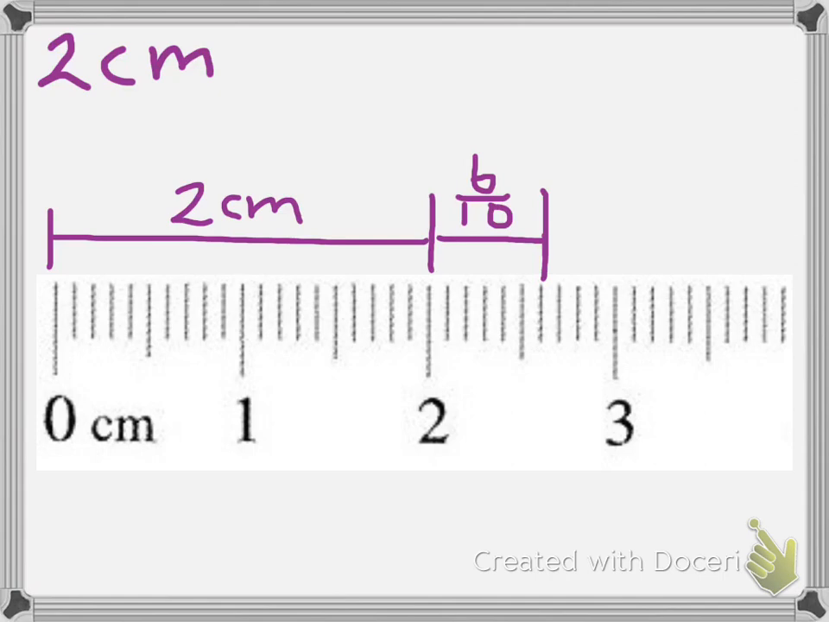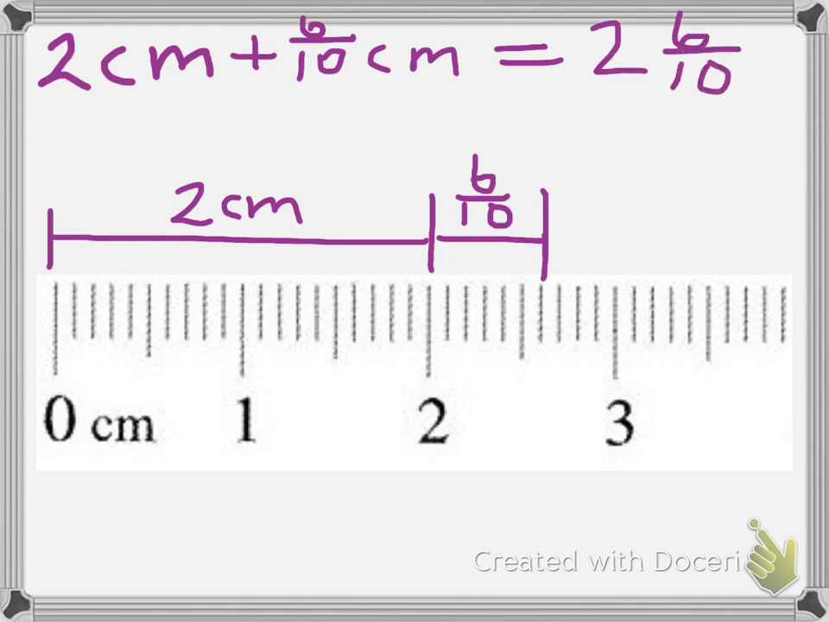Okay, so what happened here, I have 2 centimeters plus 6/10 of a centimeter gives me the mixed number 2 6/10. But again, I want to show things in decimal form today. Okay, so I also know that I could write 6/10 as 0.6. Just like yesterday, you don't need to have the 0 in the ones place, but if it helps you, you can put it as 0.6.